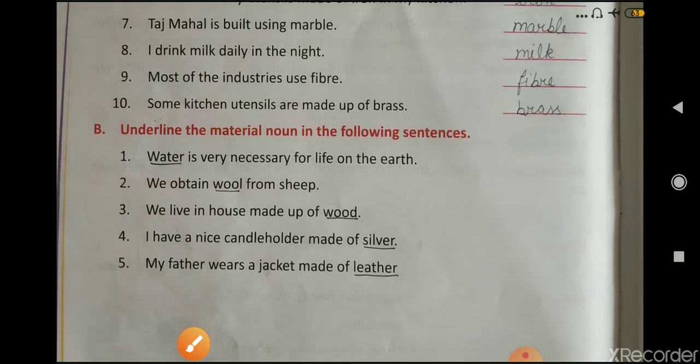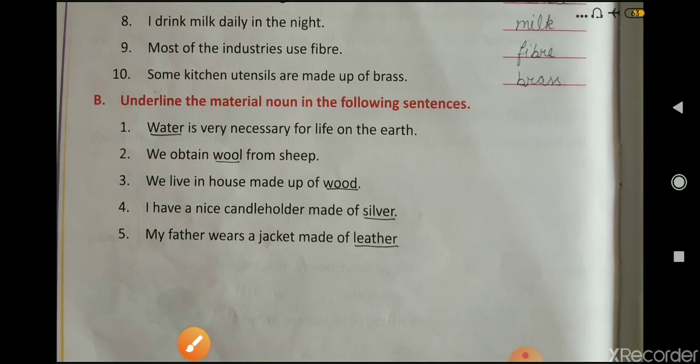Now, Exercise B: underline the material nouns in the following sentences. Water is very necessary for life on the earth. Water, underline water here. Second one: we obtain wool from sheep. So wool is a material noun. Third: we live in a house made up of wood. Wood is a material noun.